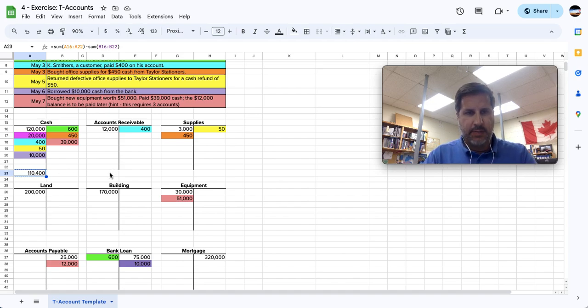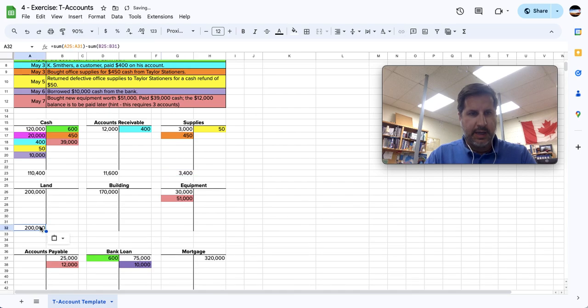I can actually just copy this over. If I did it right, this should show 11,600. Excellent. This should show 3,400. Excellent. Nothing happened here. Nothing happened here. So by doing this formula, it's basically saying, I'll take away whatever's here. I'll add all this together, take this away.